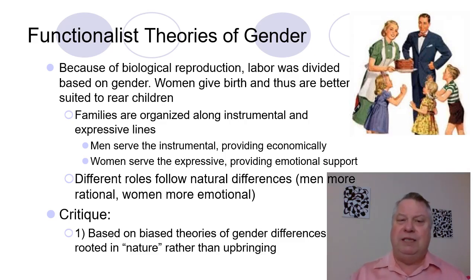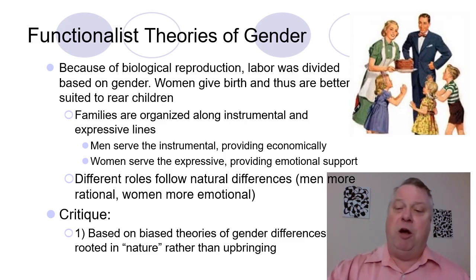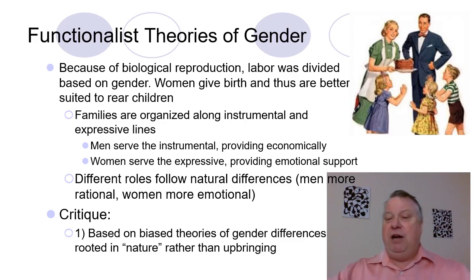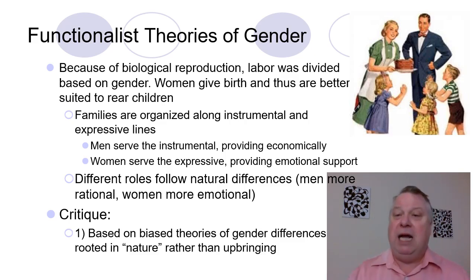And the argument, again, also is that families are organized along instrumental and expressive lines. Instrumental means somebody's in charge, they're goal-oriented, they're tool-oriented, instrument. So men are considered more instrumental, more rational, so they go out and provide economically for the family, or they're the primary breadwinner. Whereas women, they're more emotional, so they serve the more expressive function of the family and take care of the emotional needs of the children and the husband, as well as their comfort, food and things like that, cleaning. So the idea is that these follow more or less the natural differences between men and women, men being more rational, women more emotional.